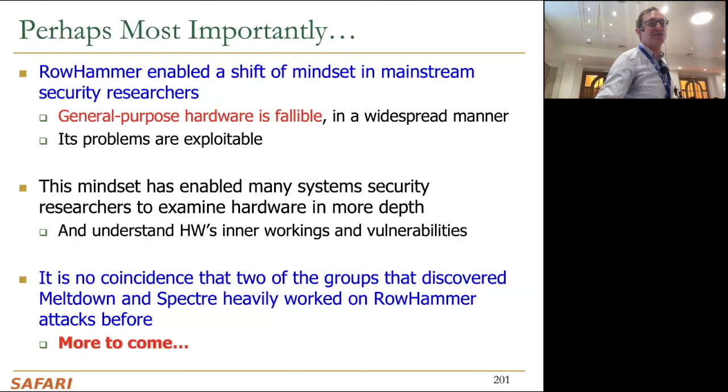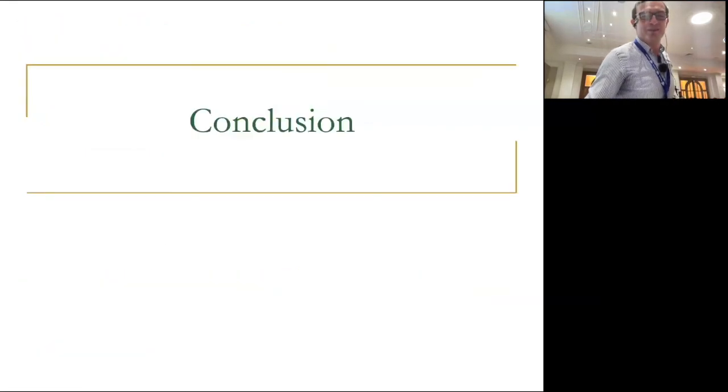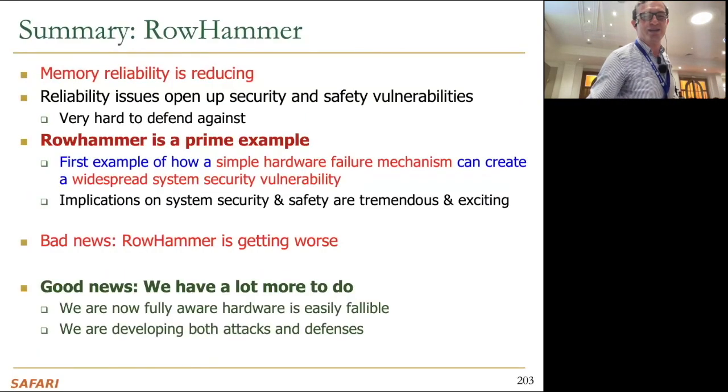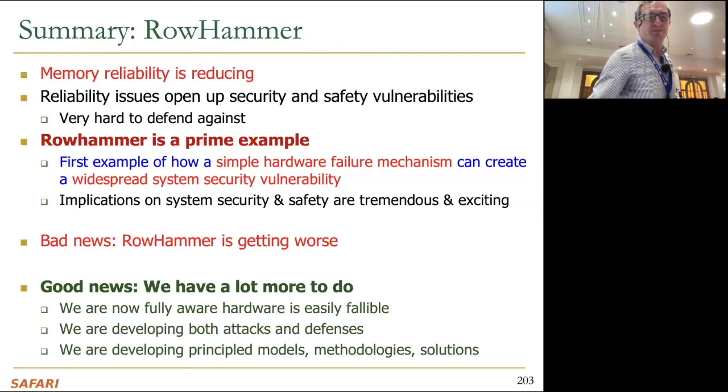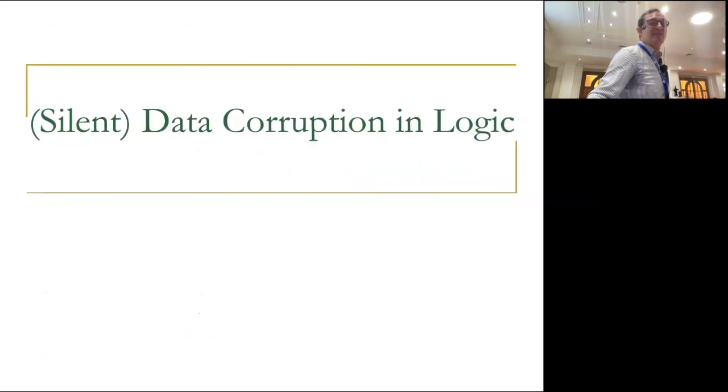In fact, I should also say that two of the groups that discovered Meltdown and Spectre worked heavily on RowHammer before, and they got fascinated by it. They asked the question, what else is lurking in hardware? Can we exploit it? And they were able to discover Meltdown and Spectre that way, in my opinion. Okay, I should not take too much more time, but I should probably say this is going to get worse, and we need to do more research. But it's not the only thing.